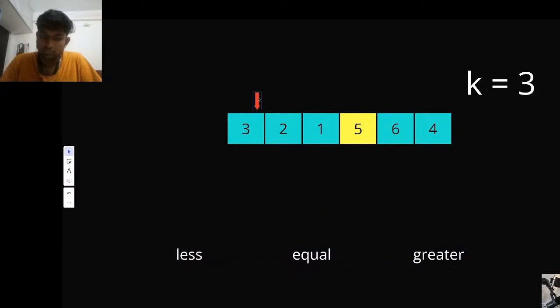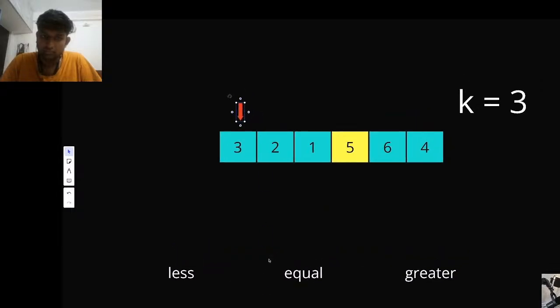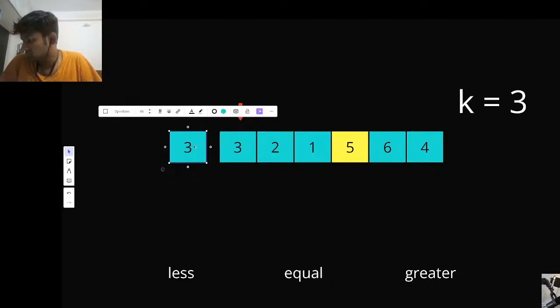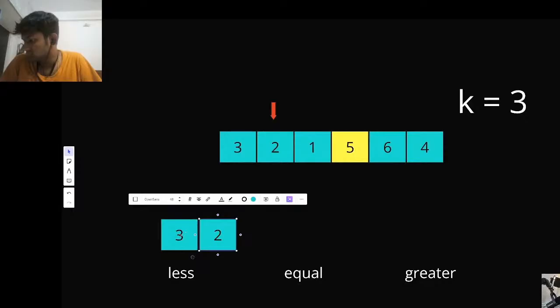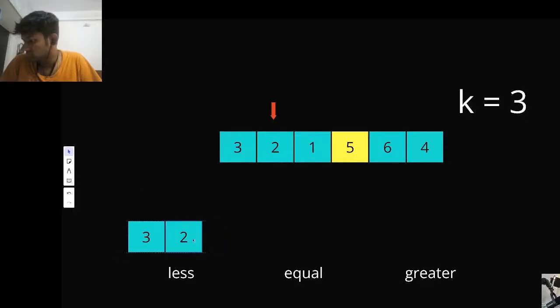Then we'll iterate through each number. If the number is less than the pivot, you guessed it, we're going to place it within our less than array. Then we'll move to the second element and do the exact same thing. It's less than our pivot, so we're going to place it in the less than array. And 1 is, you guessed it, less than 5, so it's going to go in the less than array.